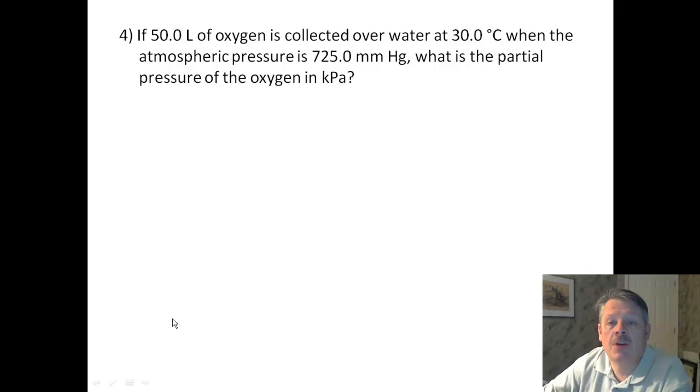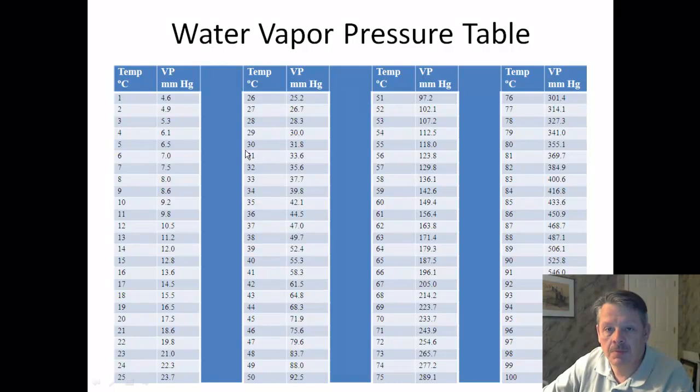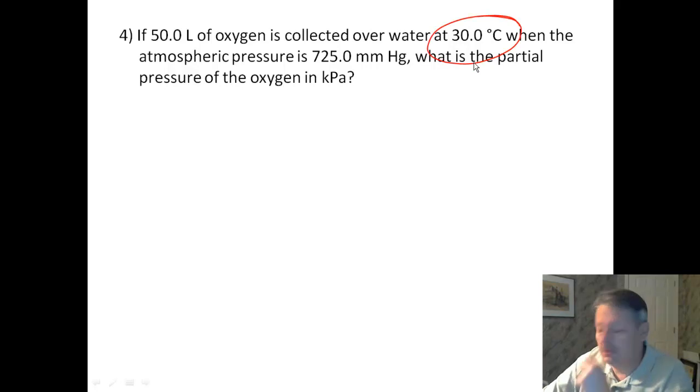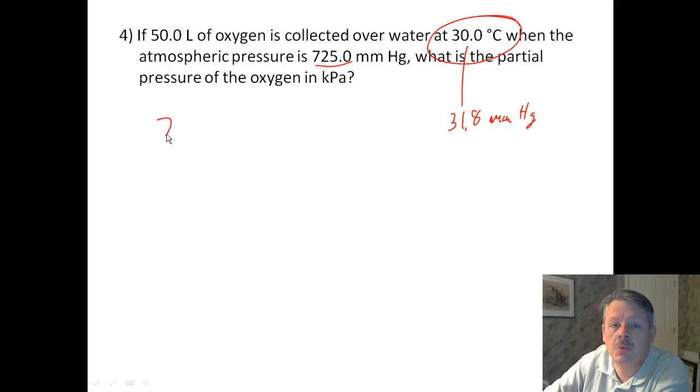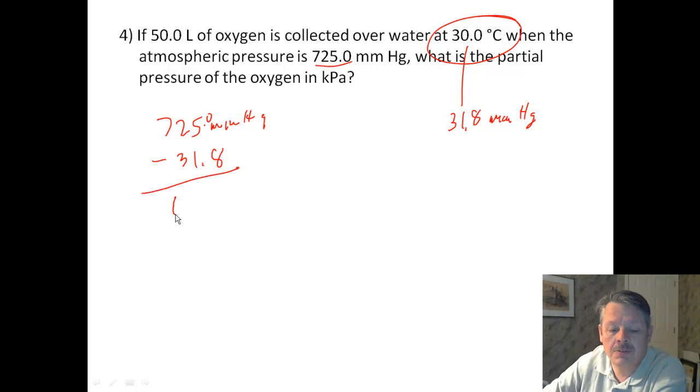Okay, how about this one? We have 50 liters of oxygen collected over water at 30 degrees Celsius. Looking at 30 degrees Celsius, we have 31.8 millimeters of mercury, and my total is 725. So 725 millimeters of mercury minus 31.8 gives me 693.2 millimeters of mercury. That's my answer.